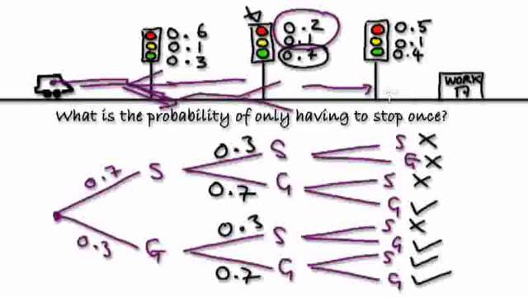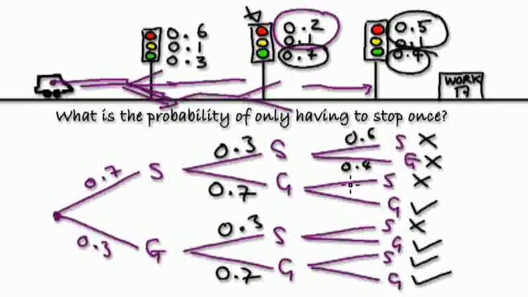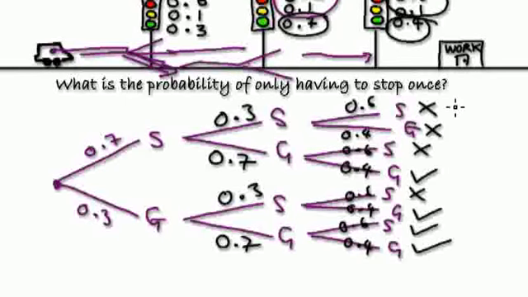Now, third set of traffic lights here, our probability of stopping would be 0.6. Probability of go would be 0.4. Okay, so again, this would be 0.6, 0.4. 0.6, 0.4.